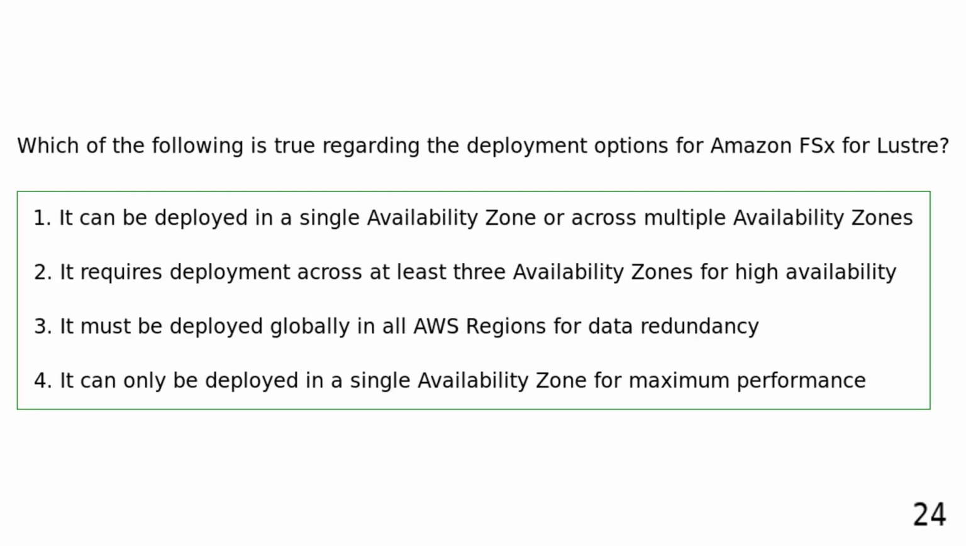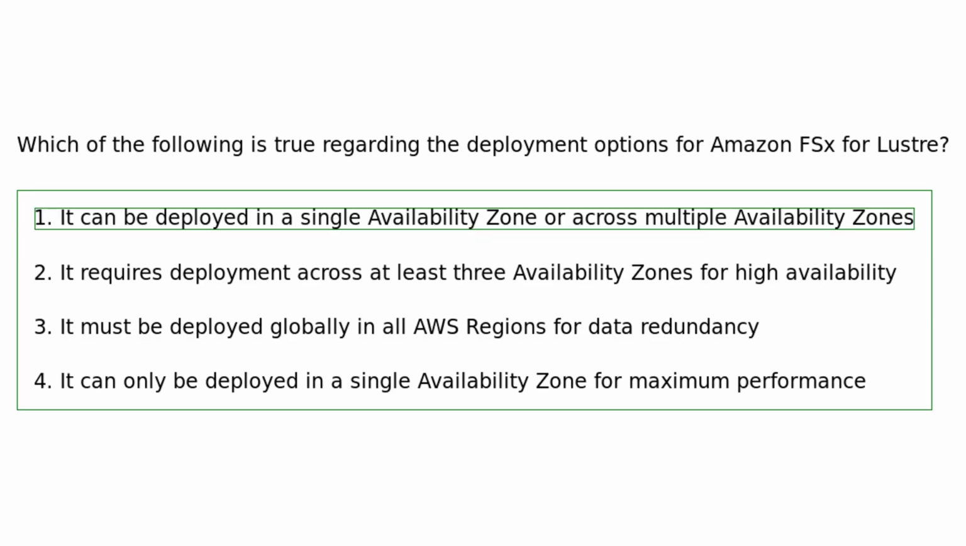Which of the following is true regarding the deployment options for Amazon FSx for Lustre? It can be deployed in a single availability zone or across multiple availability zones. It requires deployment across at least 3 availability zones for high availability. It must be deployed globally in all AWS regions for data redundancy. It can only be deployed in a single availability zone for maximum performance. Amazon FSx for Lustre offers deployment options in a single availability zone for cost-effectiveness or across multiple availability zones for high availability, depending on the chosen file system type.